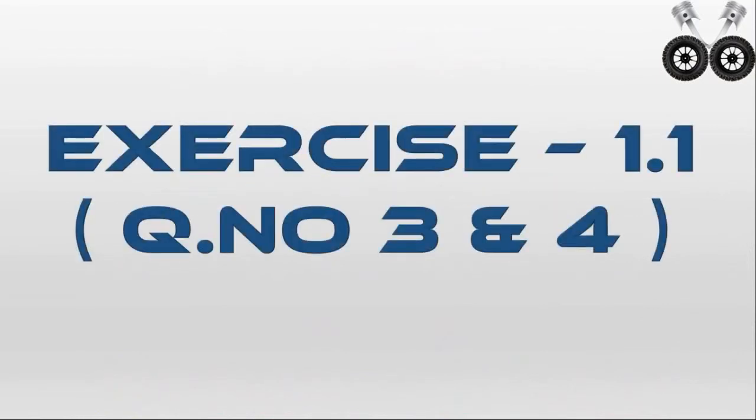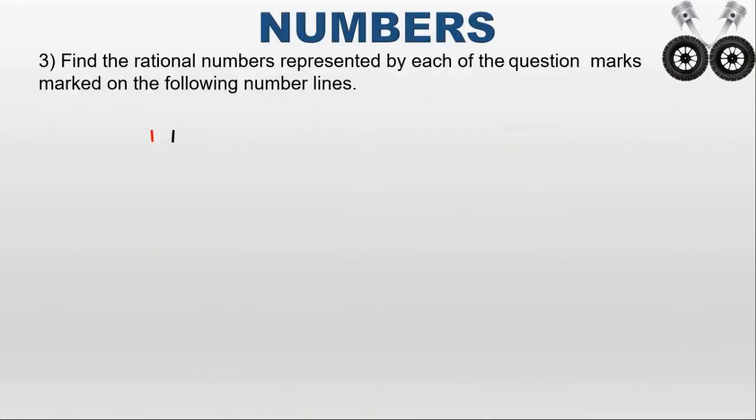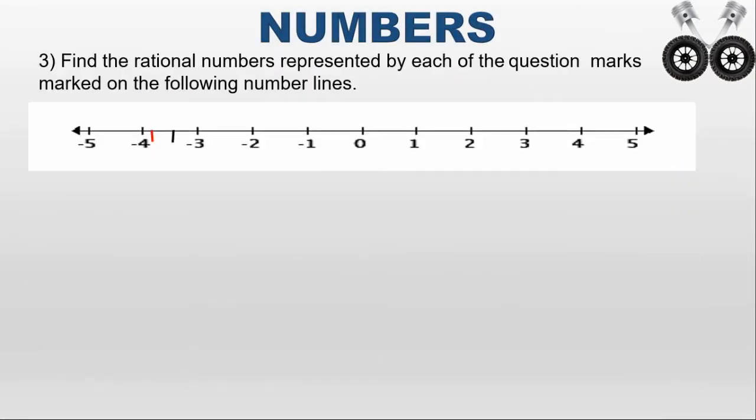Part 10, Exercise 1.1, Question number 3. Find the rational numbers represented by each of the question marks on the following number line. So, what is the problem given here? There is a question mark. We have to find the value for the question mark. That value should be written as a rational number.